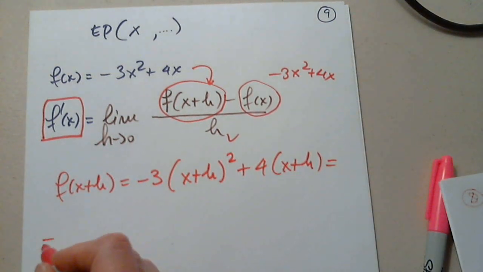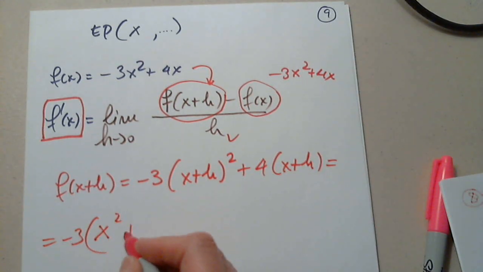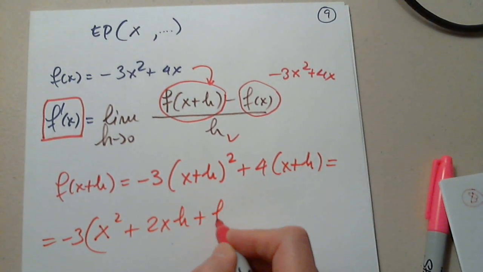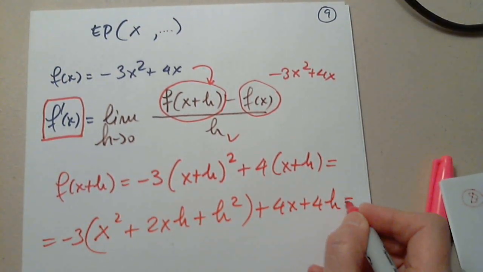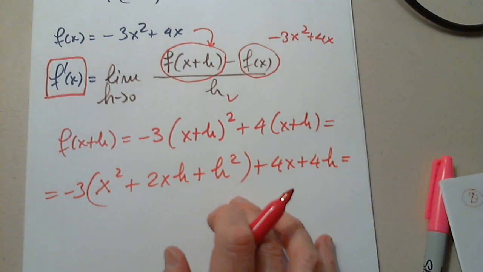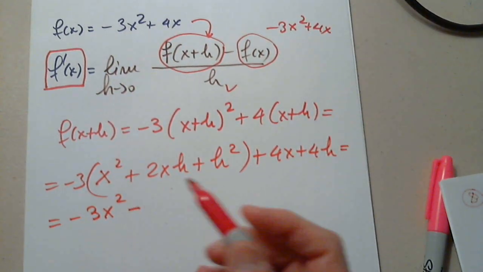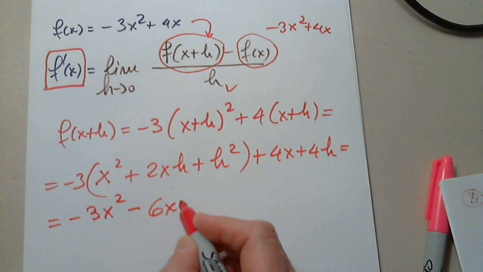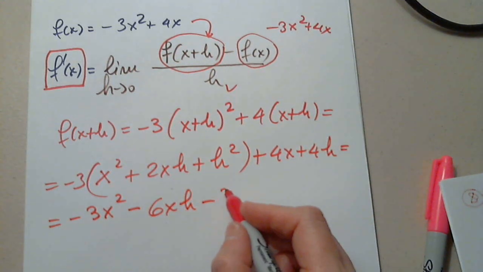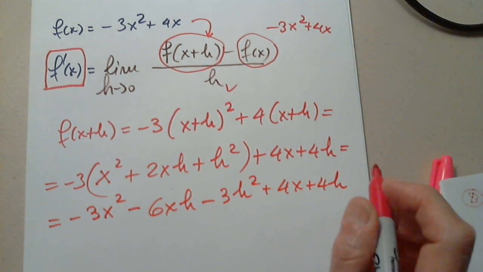Negative 3 (x squared plus 2xh plus h squared). Brilliant. Plus 4x plus 4h. Excellent. Now we distribute. Negative 3x squared, minus 6xh, minus 3h squared, plus 4x plus 4h.